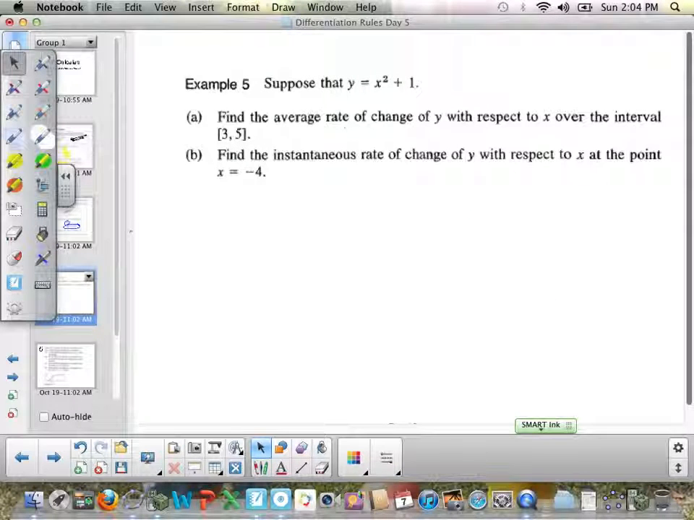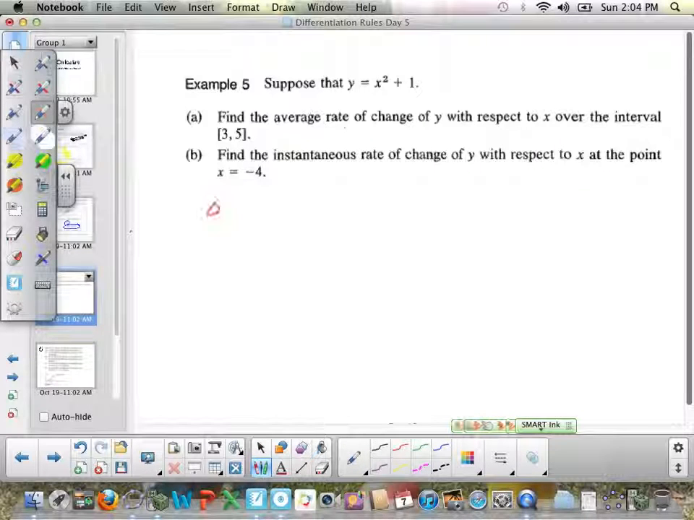Suppose that y equals x squared plus 1. Find the average rate of change of y with respect to x over the interval [3, 5]. Average rate of change of y with respect to x, that means dy/dx, or, since it's average, delta y over delta x.